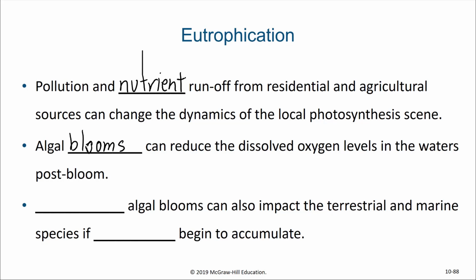Algal blooms can end up reducing the dissolved oxygen levels in the water after the bloom has ended and the algae are broken down by bacteria. Harmful algal blooms can also impact the terrestrial and marine species if biotoxins begin to accumulate. Regulations to limit pollution and excessive nutrients in these estuaries will help them to perform their balancing functions.